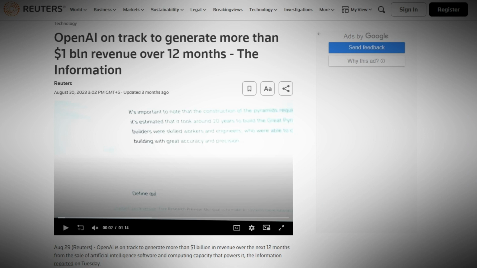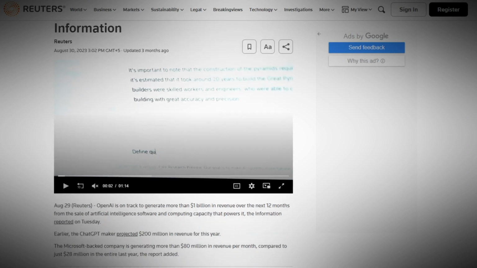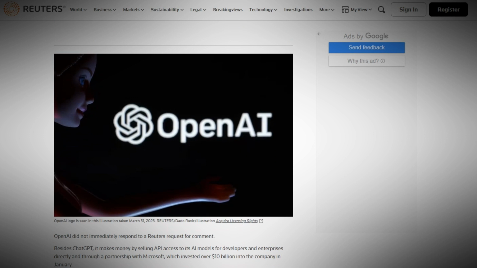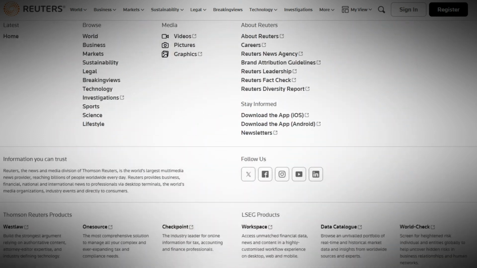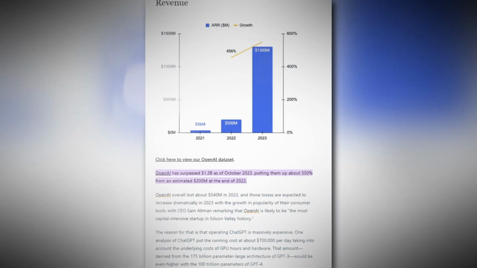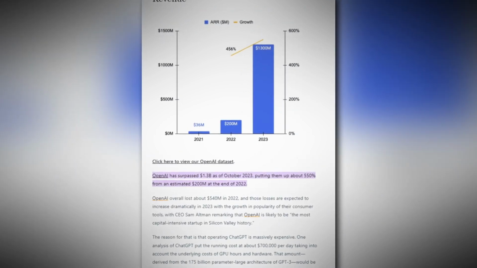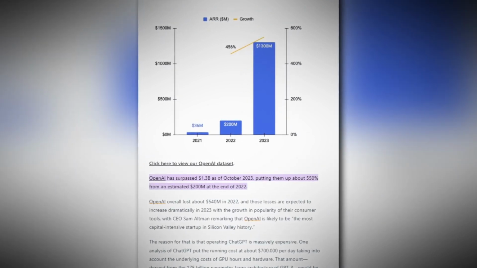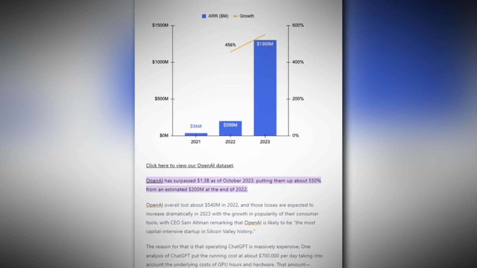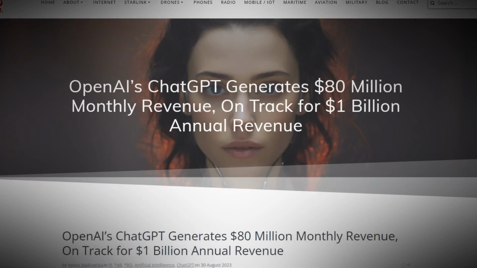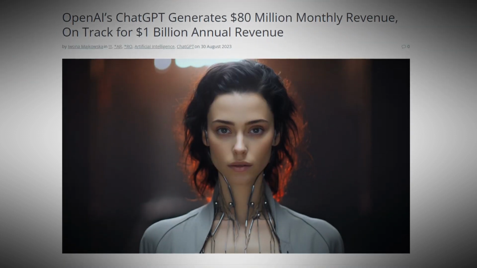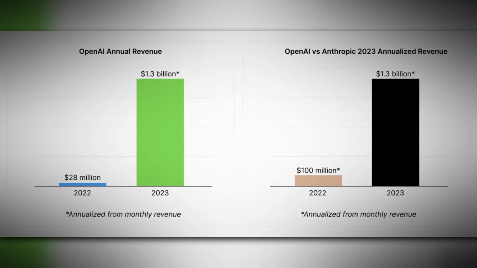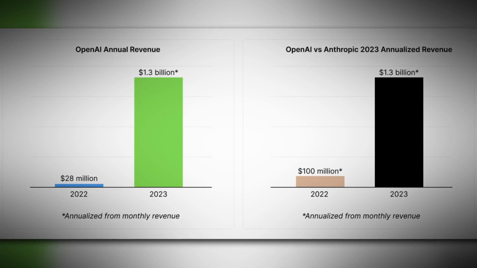As reported by The Information, OpenAI is set to surpass $1 billion in revenue within the next year through the sale of AI software and the computational capability that supports it. This projection represents a significant leap from their initial estimate of $200 million in revenue for the current year. With backing from Microsoft, OpenAI has substantially increased its revenue, now exceeding $80 million monthly, a notable escalation from the $28 million generated in the previous year.